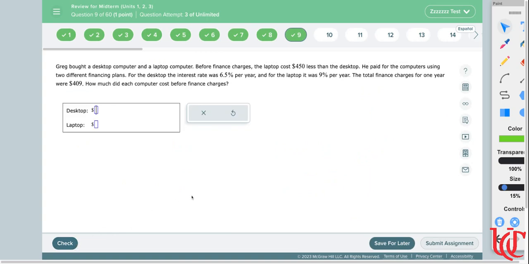So we're going to look at this computer. Greg bought a desktop computer and a laptop computer. Before finance charges, the laptop cost $450 less than the desktop. So it's less than, that's subtraction, and we've got the "then." So order is going to matter, but we'll get to that. He paid for the computers using two different financing plans. For the desktop, the interest rate was 6.5% per year. For the laptop, it was 9% per year. The total finance charges for 1 year were $409. How much did each computer cost before finance charges? So we're looking for how much each computer cost. So we have a desktop and a laptop.